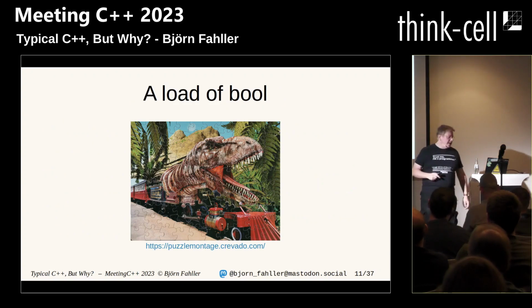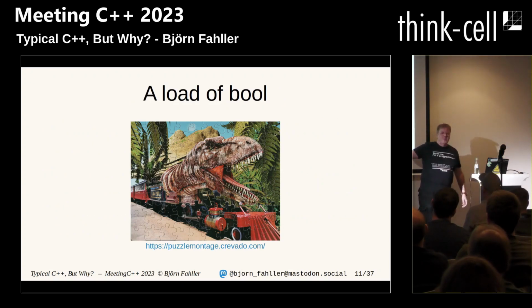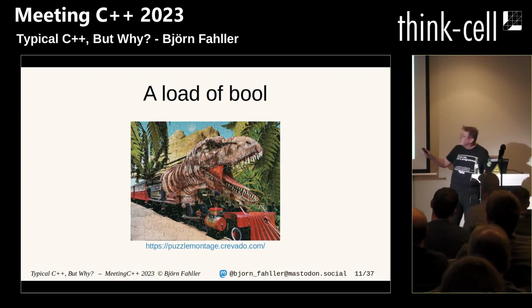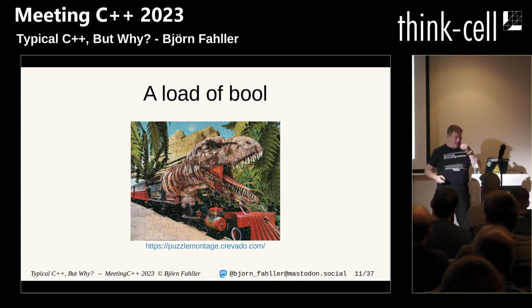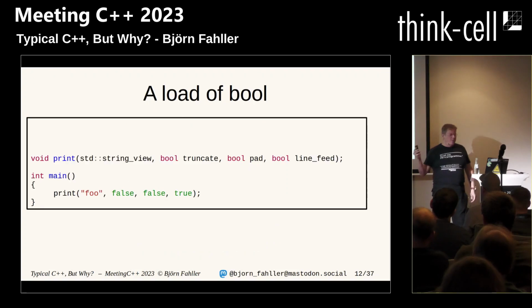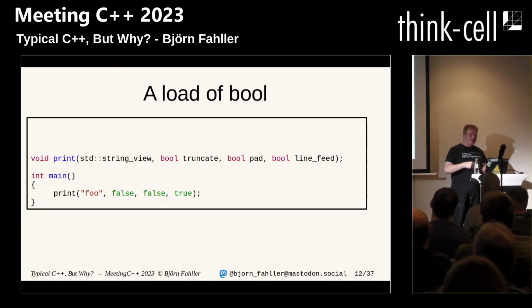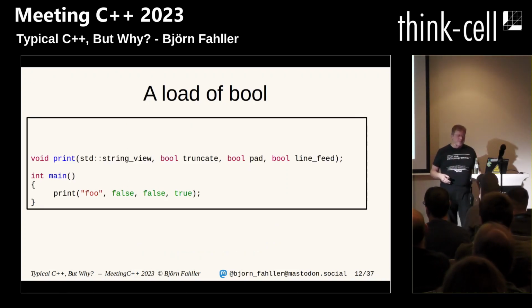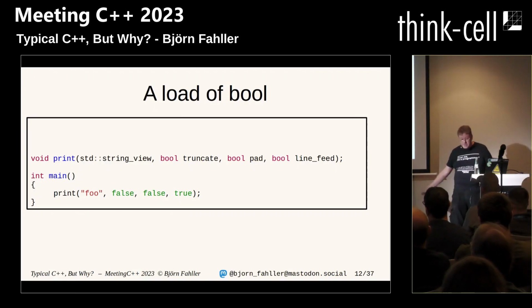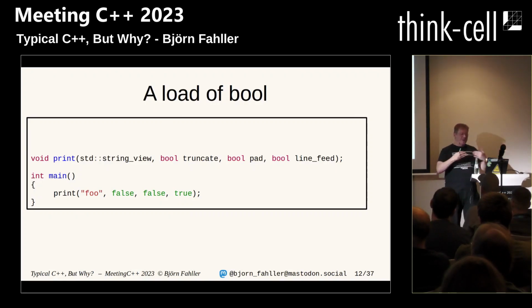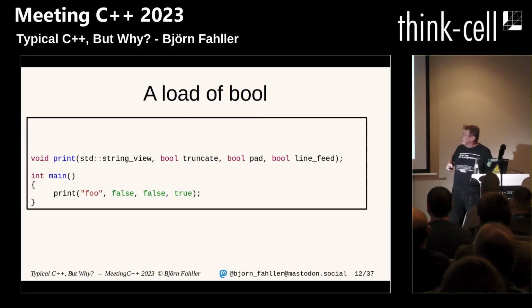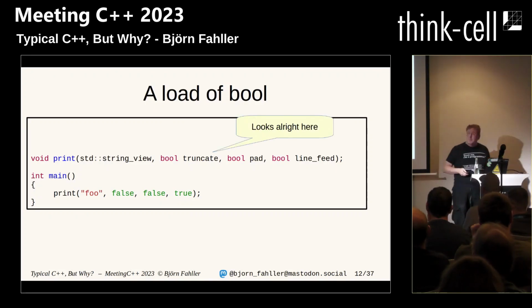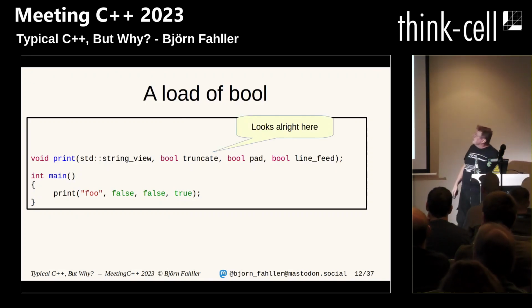A load of bool. This piece is called the Tyrannosaurus Rex, which I think is very apt. We have all seen functions like this. We have a print, it takes a string view and a load of bools. Should we truncate if the string is too long? Should we pad if it's not long enough? Should we add a line feed to the end? And I mean, the function signature looks all right. This makes sense.